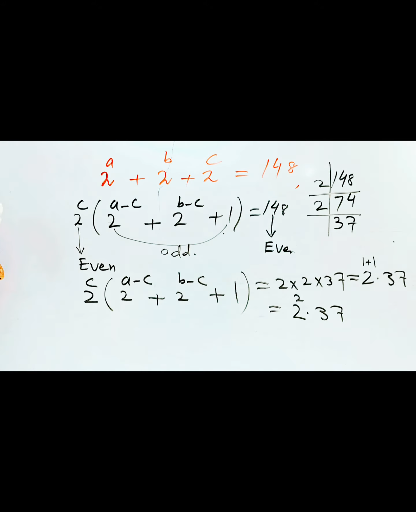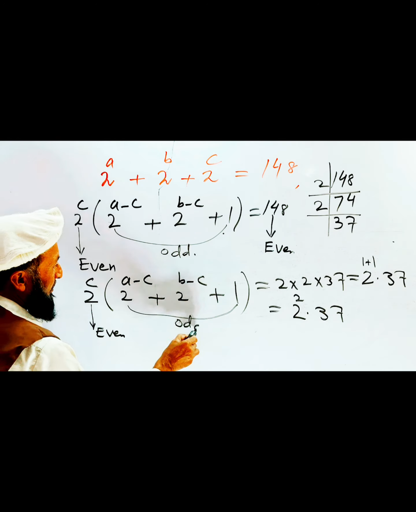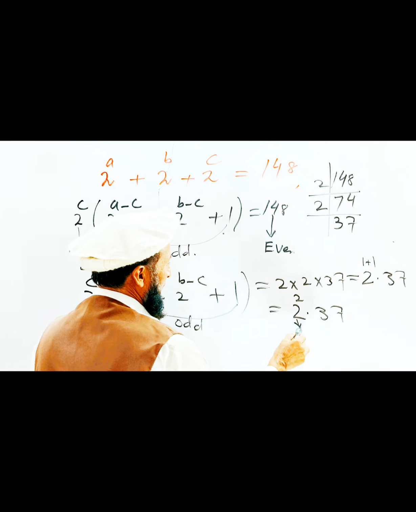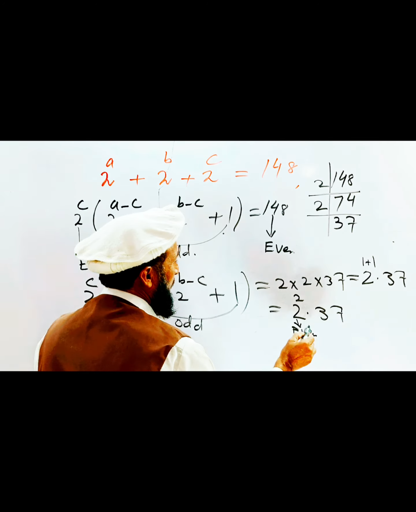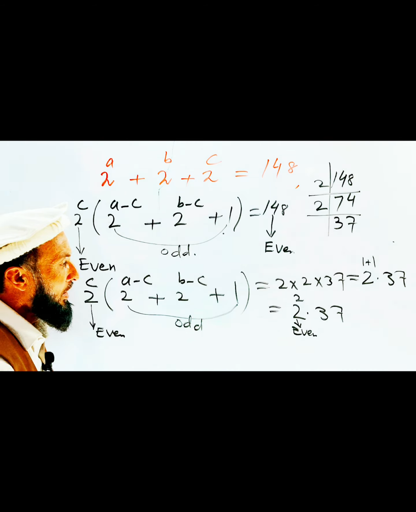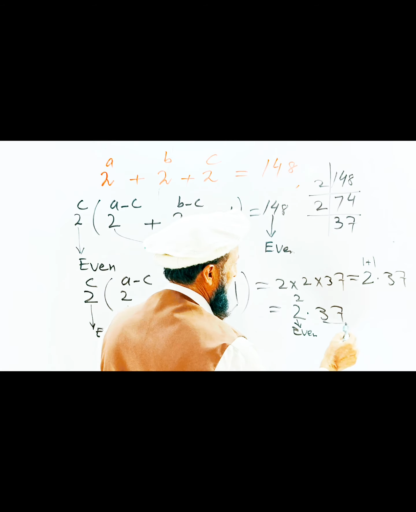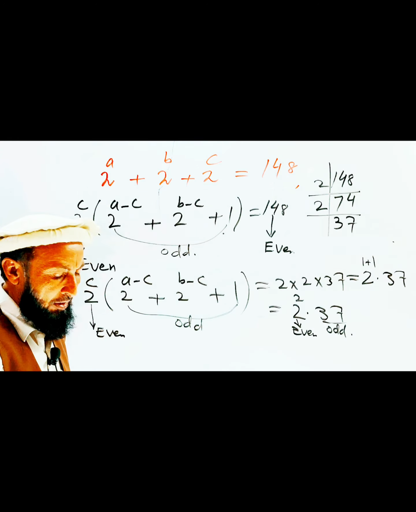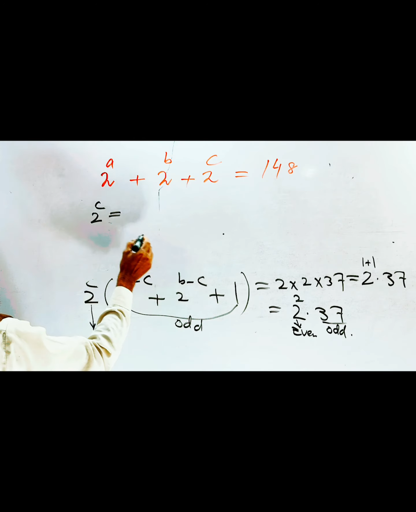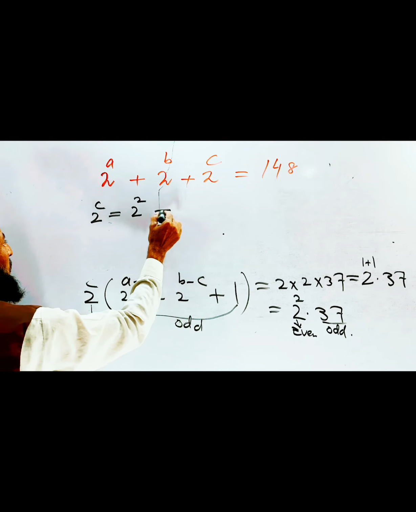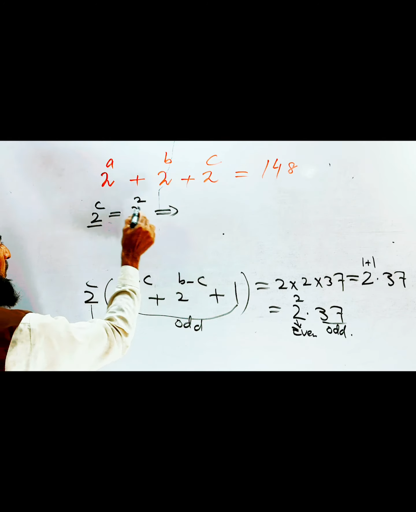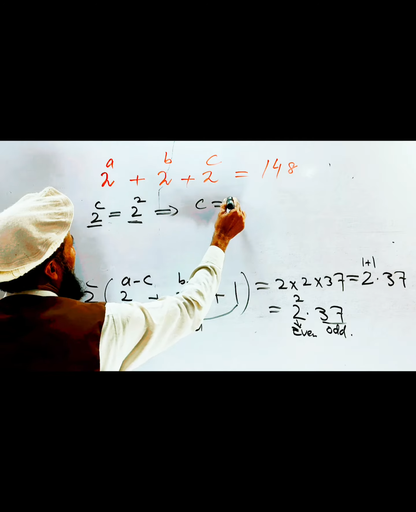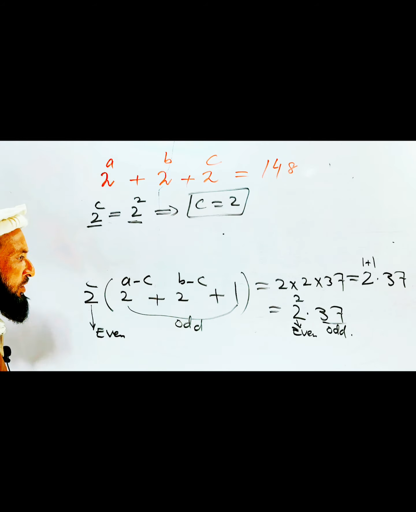So 2 exponent of c is an even number, and this term is an odd number. Similarly, this one is an even number, 2 exponent of 2 we get 4, and this 37 is an odd number. Now we compare even number with even number: 2 exponent of c is equal to 2 exponent of 2. Now the bases are the same, so we compare their exponents, and we get c is equal to 2.